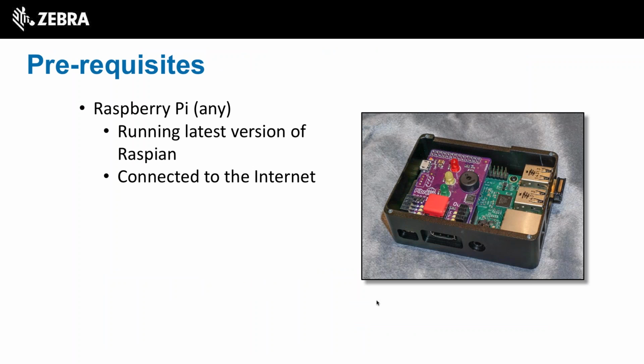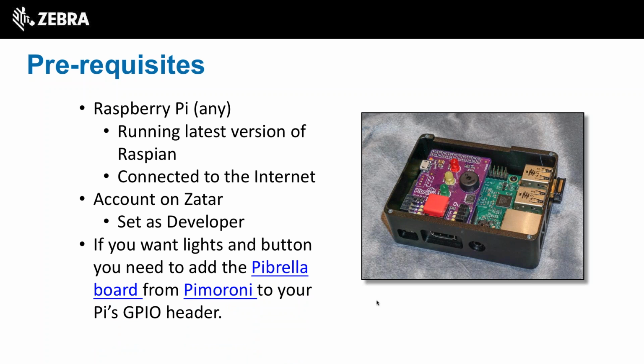Prerequisites for the demo, obviously you need to have a Raspberry Pi. Pretty much any Raspberry Pi, even a Raspberry Pi Zero, will run the demo code, but unless you solder on the GPIO headers and attach the add-on board, you're not going to see any fancy lights. You need to be connected to the internet, so either wireless or wired Ethernet. You need to have an account on Zatar as a developer, like I just talked about. And if you want the fancy lights and button, you need to have this board we picked called a Pibrella board.